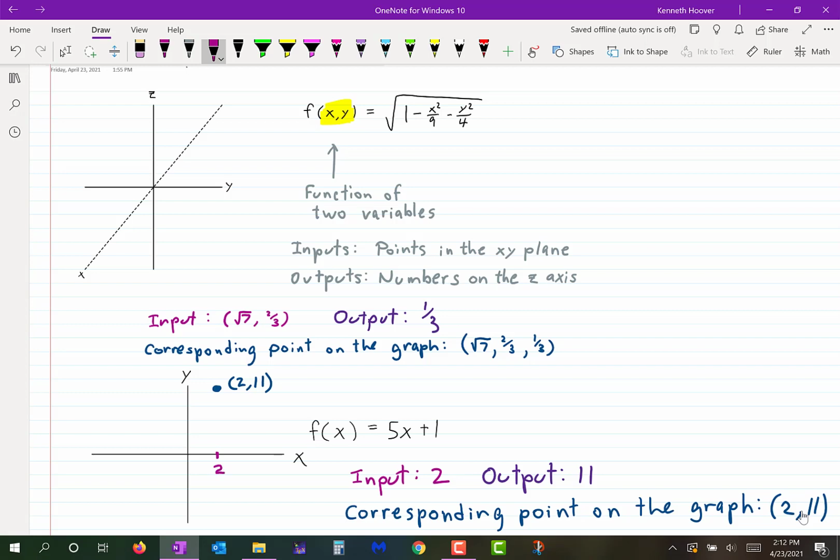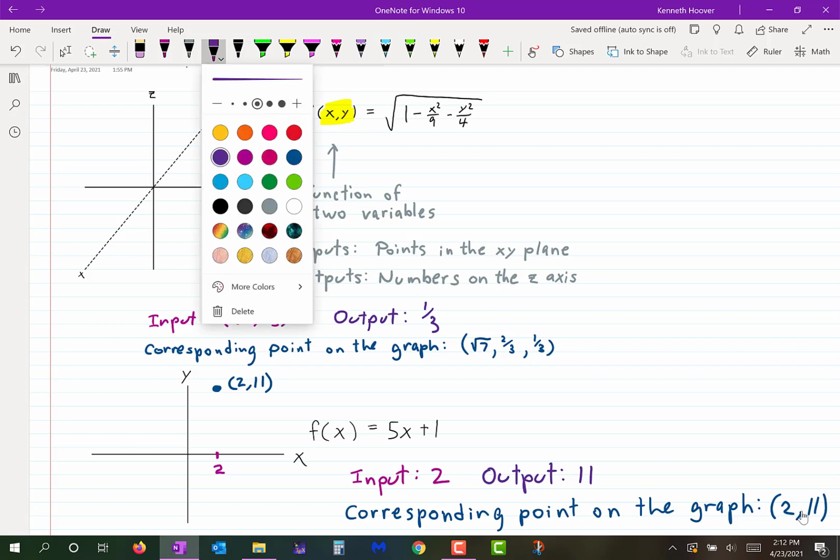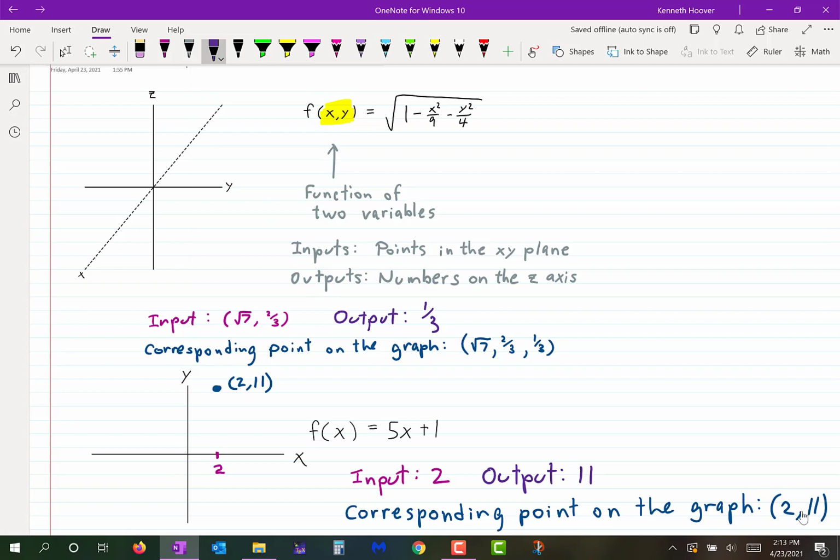But here's the question that a lot of people answer incorrectly. Let me get dark purple color here, and let me ask you, where's the output? Most people will say, well, the output's right there. And that's wrong. The output is not the point 2, 11. The output is 11. Where's the output live? The output lives right here. Whoa, I didn't mean to erase everything. The output lives right there.